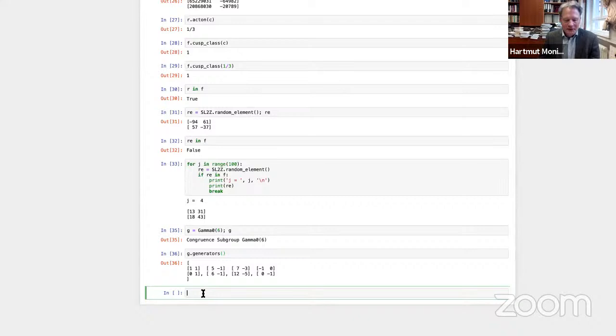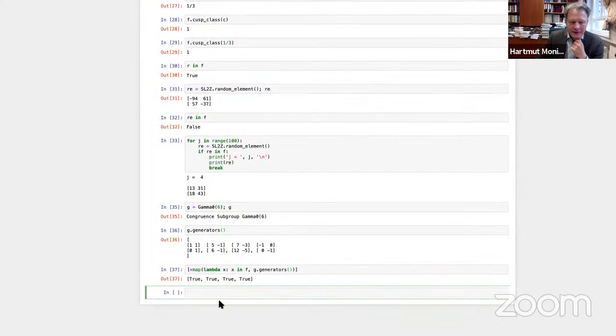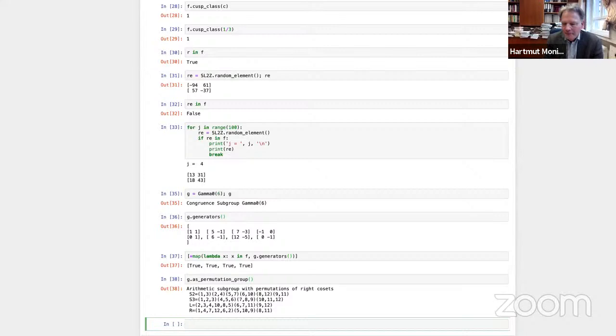Good. So what we can do, for example, is just test if all of these elements are in the group. So I say lambda x, that's a lambda function in G, and then I map it over the generators, and it should be all True. Okay, good. But if you have a more general group than just the congruence group, how do you do that? Well, there's a command which gives it to you as a permutation group.